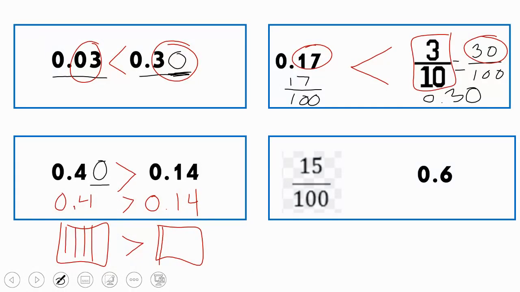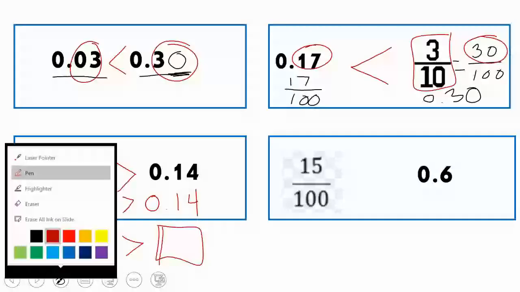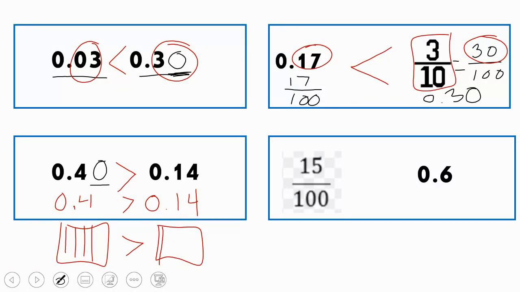All right, let's look at this next one. We have the same problem. We were given a fraction, and the other one we're given a decimal. So there's lots of things you could do. You can just put that 0, and now I have 60 hundredths versus 15 hundredths. Well, 60 is definitely more than 15, so that's done.